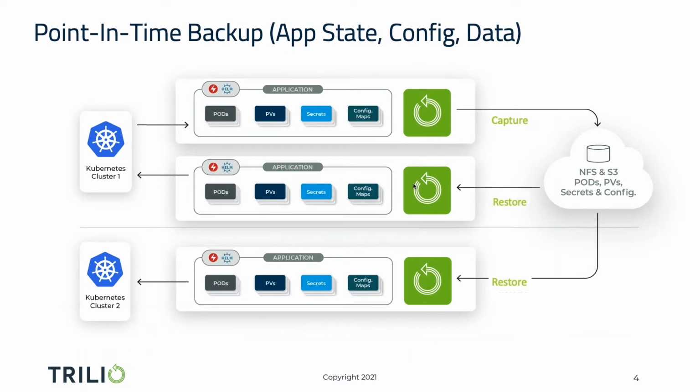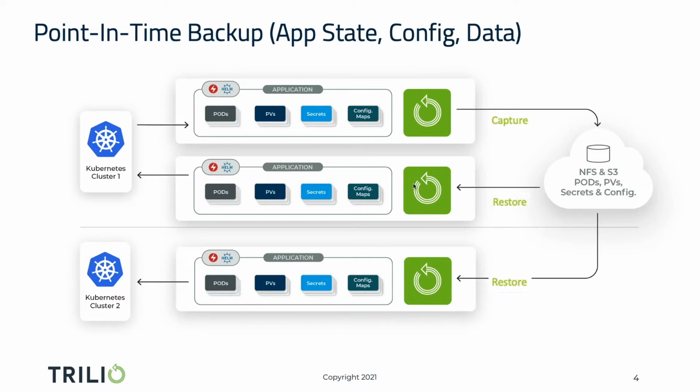So this is a slide I like to present to explain how Trillio does its captures and restores in general. What you can see is at the top of the screen you have Kubernetes cluster 1, and at the bottom of the screen you have Kubernetes cluster 2. Now cluster 1 and cluster 2 are connected to each other via a backup repository.